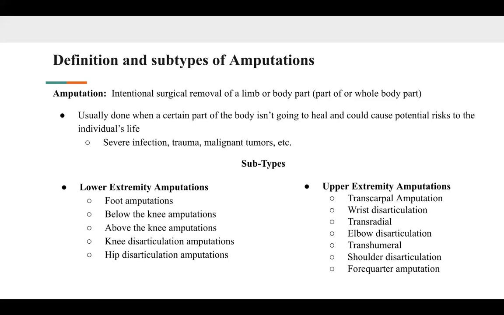So if there's severe infection and there's problems with blood circulation, if there's trauma after an accident, or if there's malignant tumors. And amputations can be done to the lower extremities or the upper extremities. In the lower extremities, there are foot amputations, below the knee, above the knee, knee disarticulation, and hip disarticulation. And in the upper extremities, there are transcarpal and wrist disarticulation, transradial, elbow disarticulation, transhumeral, shoulder, and forequarter amputations.